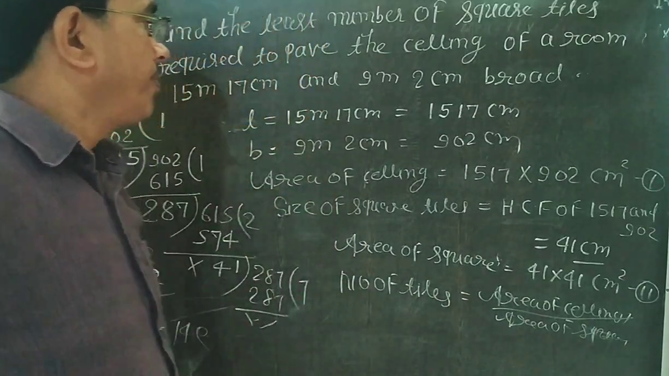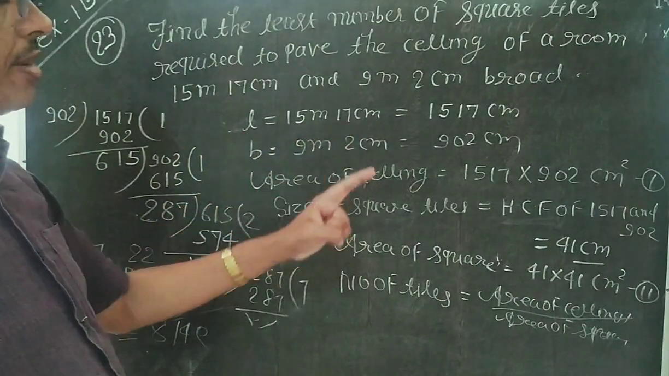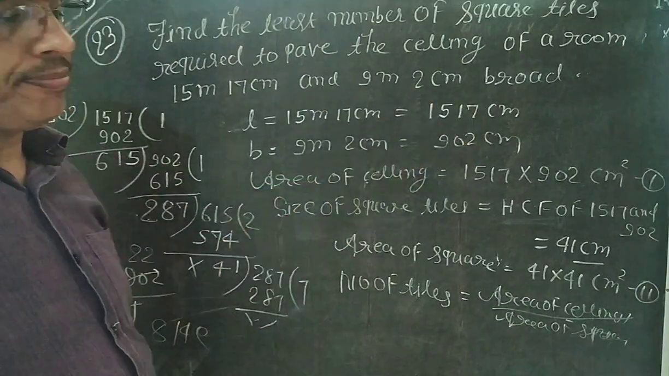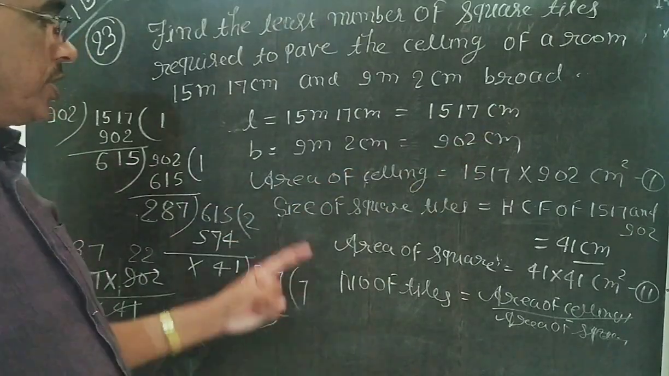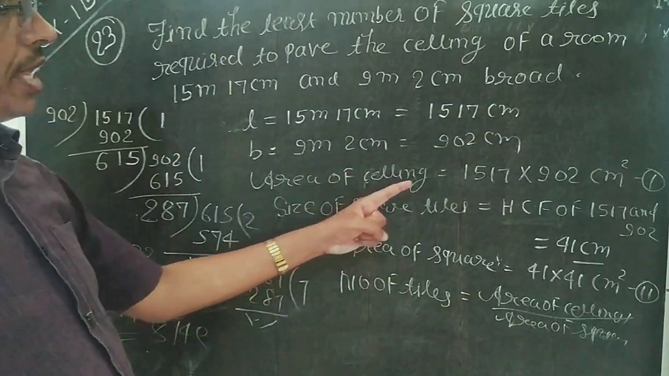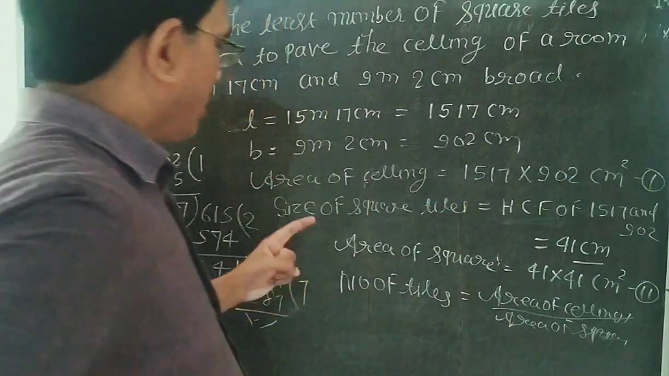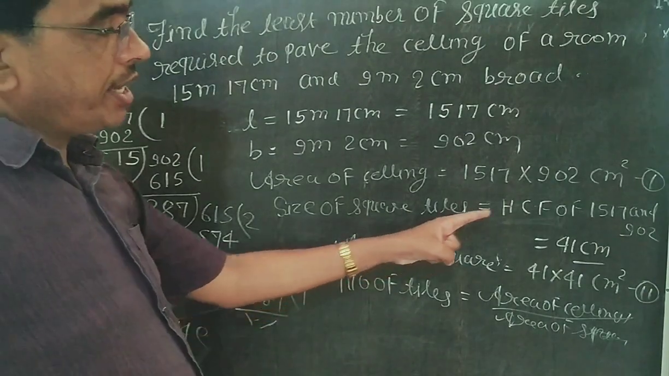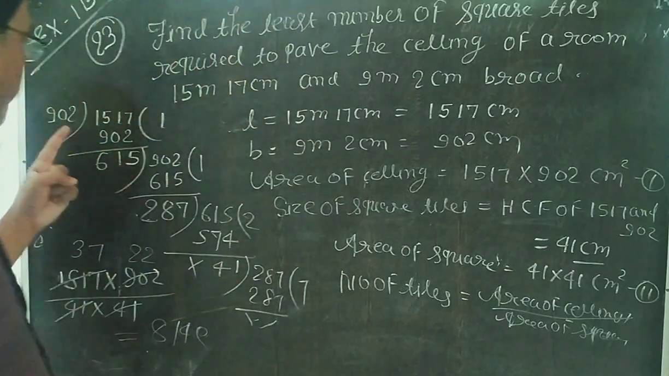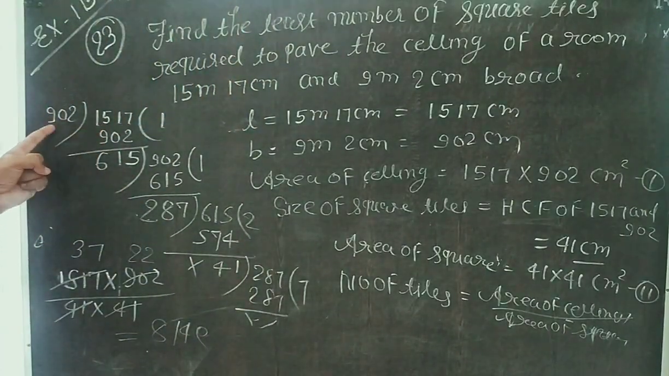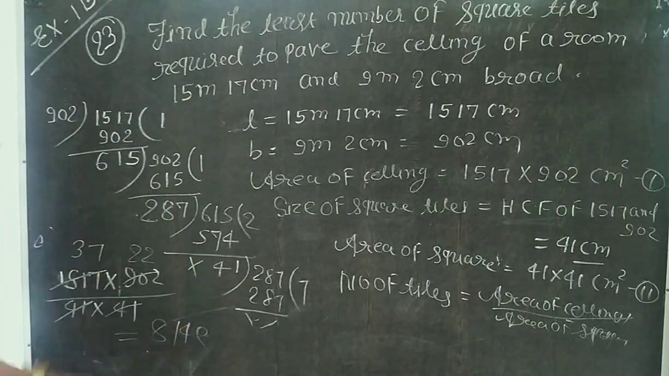So dear student, first we write the length of the room, that is 15 meter 17 centimeter, that is 1517 cm, and breadth is 9 meter 2 cm, that is 902 cm. So what is the area of the ceiling? That is length into breadth, so 1517 into 902 cm square. What is the size of the square tiles? It is the HCF of 1517 and 902. So first we find the HCF of 1517 and 902. Then we get, by the division method, 41.